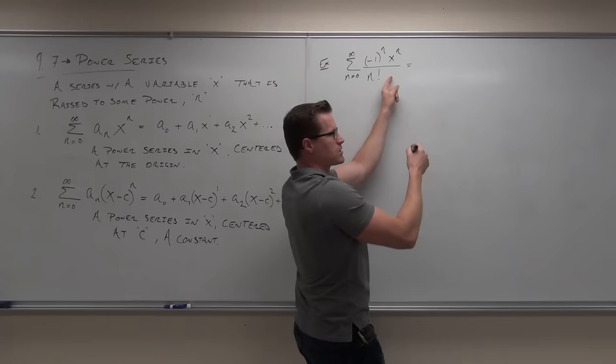Now, we can do this with this. Since the absolute value of x minus c is less than r, what that means is that negative r is less than x minus c, which is less than r, which means that if I solve for x, what we get is c minus r and c plus r.